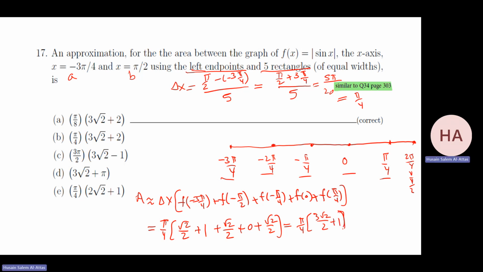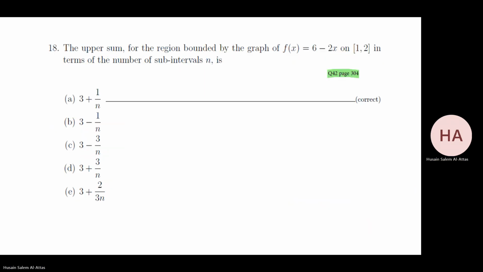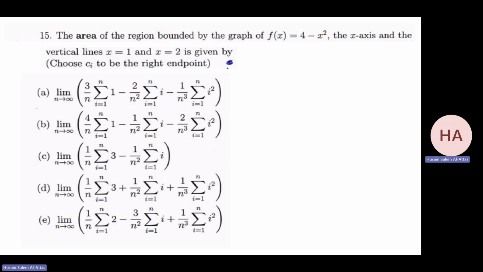In other words, he wrote it in, multiply by 2. That will be pi over 8 times 3 square root of 2 plus 2. Yeah, which is the upper sum for the region bounded by the graph of this. In terms of subintervals, he doesn't want it to be calculated, but in terms of the subintervals.